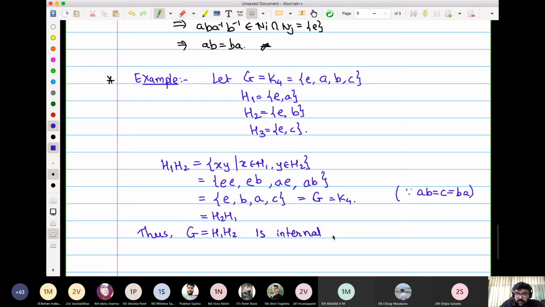Oh, it is not yet an internal direct product. I have to verify one more condition. I have verified only one condition. The first condition, which is G equals H1 H2.